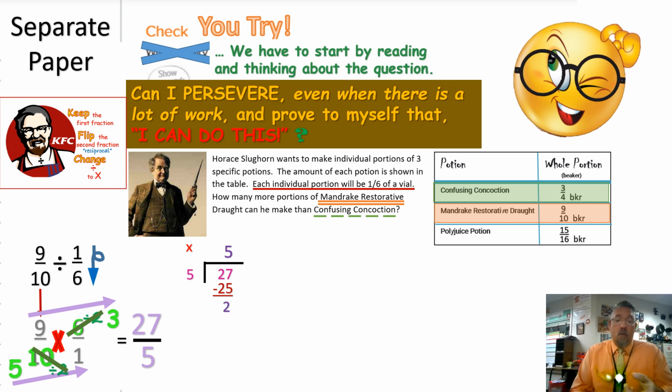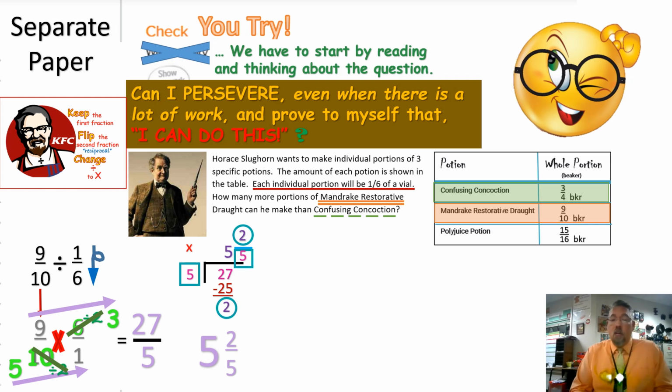So I know I have a remainder of 2, and then I have 2 in my numerator and 5 in my denominator, because I always put my remainder as my numerator and my divisor as my denominator. So we're looking at, for the Mandrake Restorative, 5 2/5 of the portions.